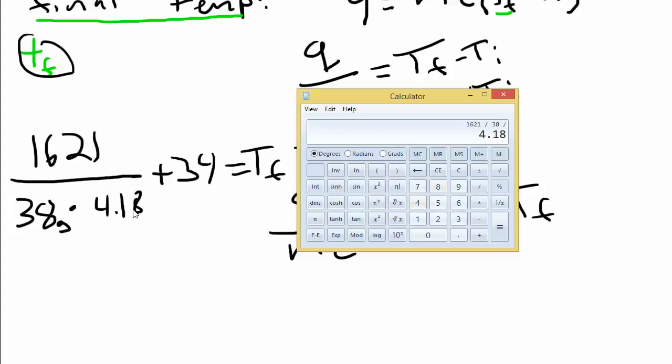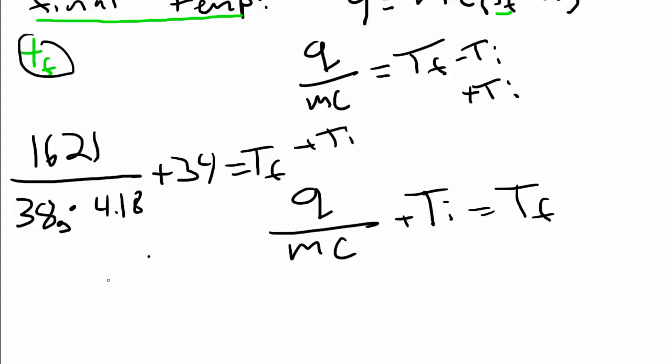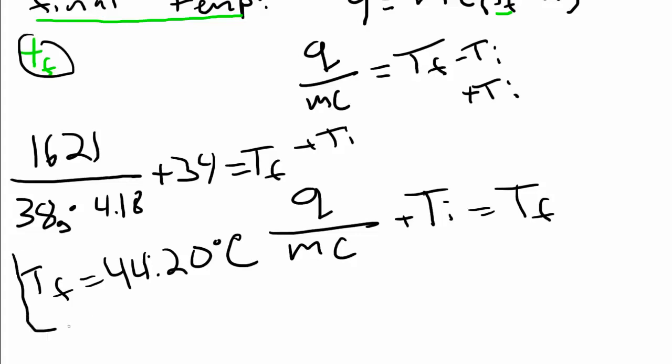Remember, if it's in the bottom of a fraction, you divide. So I'm going to hit equal, and I get 10.20, and then to that I'm going to add 34 degrees, and I get my final answer, which is 44.205, so 44.20. So TF equals 44.20 degrees Celsius. Bam. There you go.